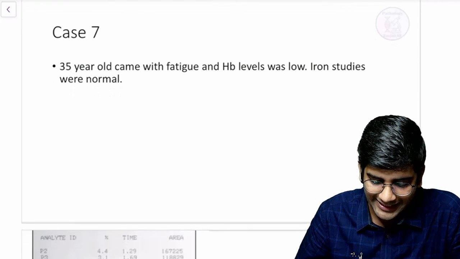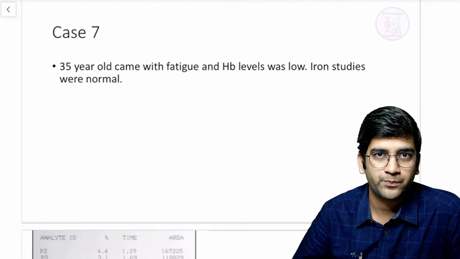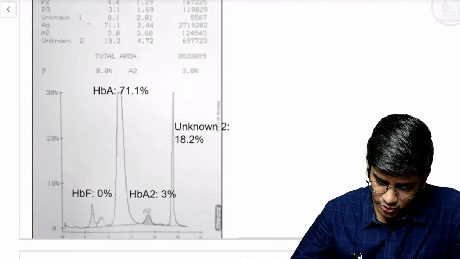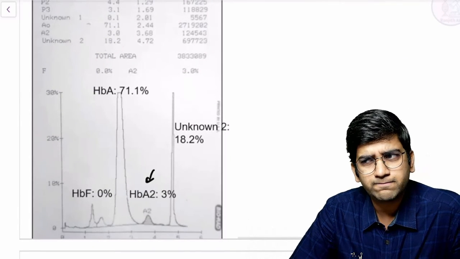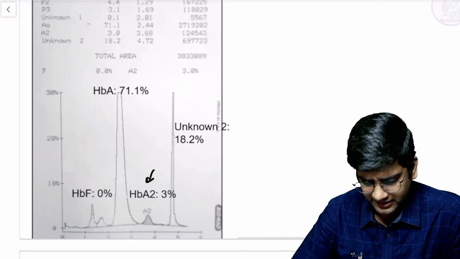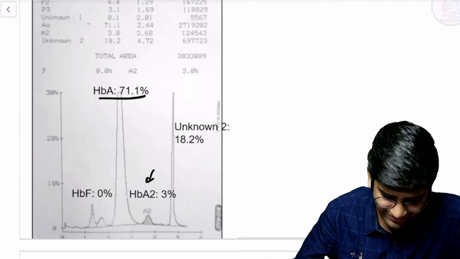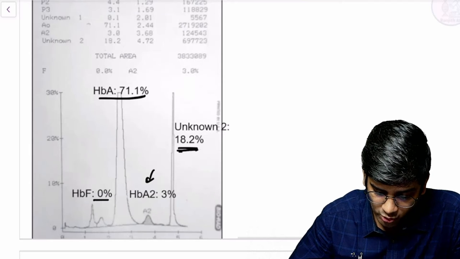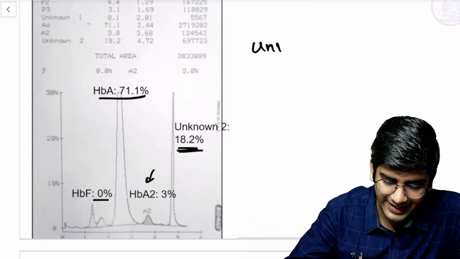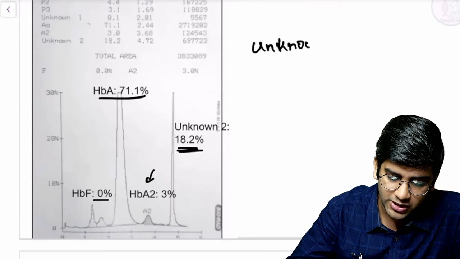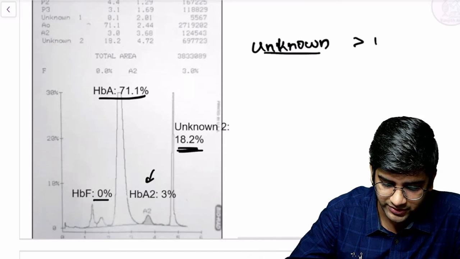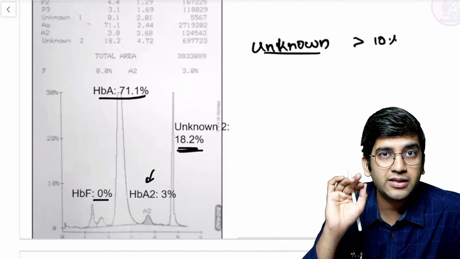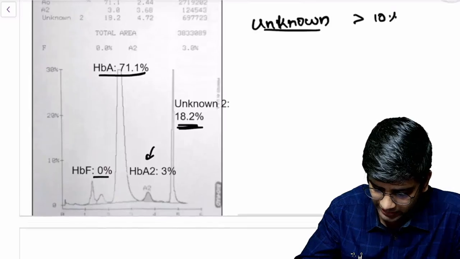35-year-old, fatigue, hemoglobin levels are low, iron studies were normal. Okay, iron studies normal, fine. Let's go ahead and look at it. A2 of 3%. Decent, but a little bit on the lesser side, fine. HbA of 71.1. HbF is almost zero. I have an unknown peak, unknown of 18.2. See, when it's unknown of more than 10%, I said it's significant. So something wrong is happening. So I'm having a peak in the unknown window, and in the unknown window, we had only one guy, right?